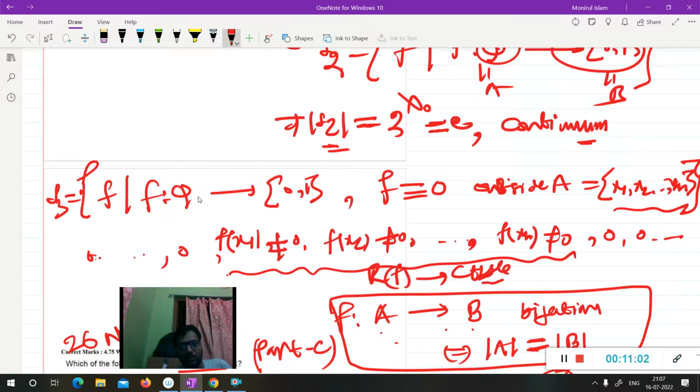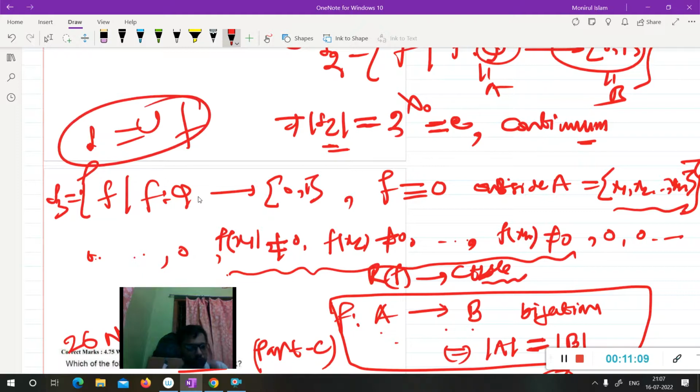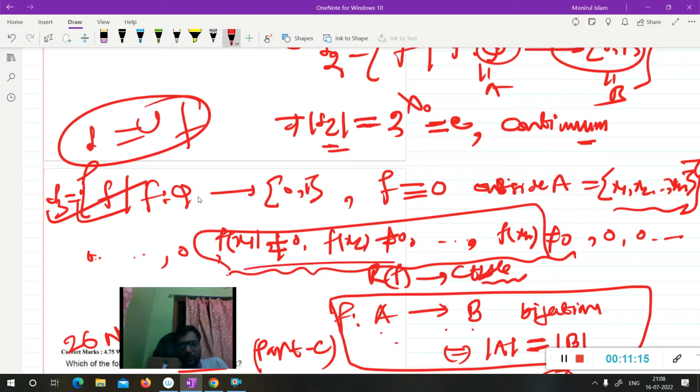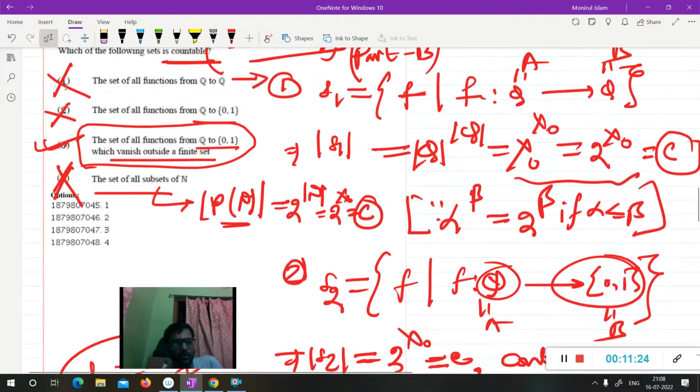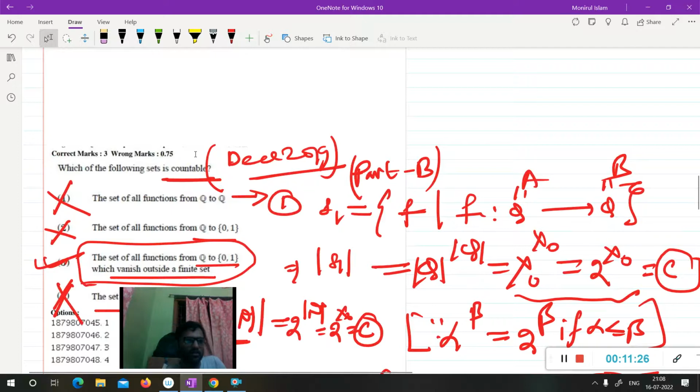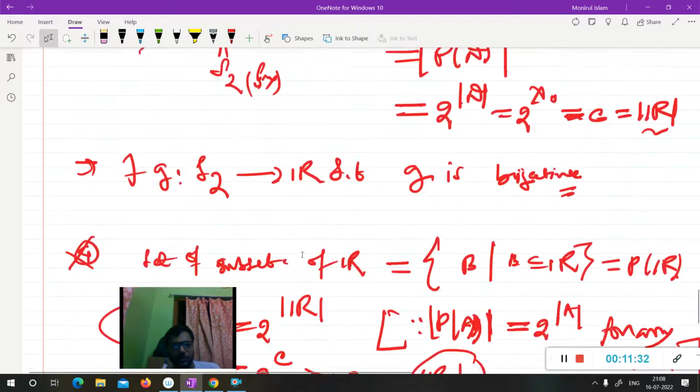Now if you take the union of all such f, giving the total set S, this set becomes countable. Only n values are non-zero, and outside values are 0, so this set is countable. So in this question option 3 is correct. If you have any doubts, you can always ask in the comment section. So I discussed 2 questions.